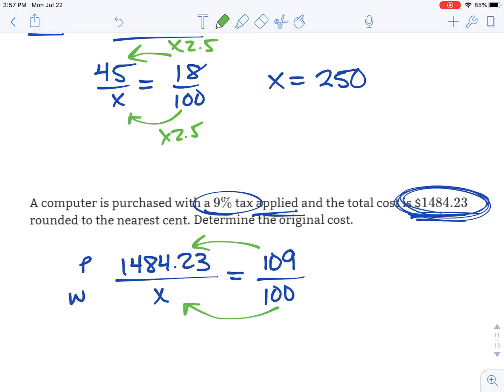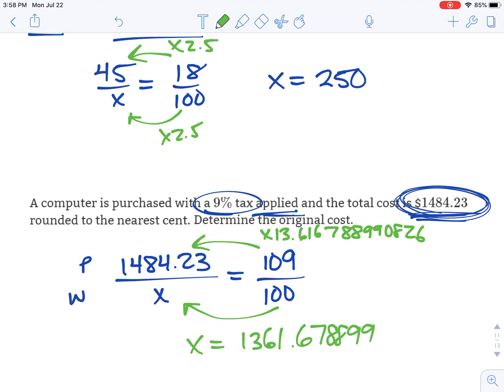We're going to take 1,484.23 and we're going to divide that by 109. And that will give us our scale factor, which is 13.6168. It does keep going. Let's use a couple more digits here just to make sure we're accurate. So 13.616788990826. That's a little crazy, but we're just going to copy it on our calculator and do times 100. And x will be 1,361.6788990826, which should make sense. Saw it up above here.